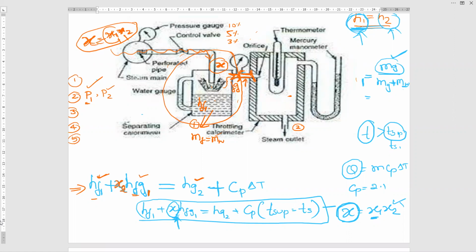X2 is equal to... once you supply this moisture mixture to the throttling calorimeter, all that steam will come outside here, steam out. So here you will get pure gas, that is HG. It is not a mixture of anything.